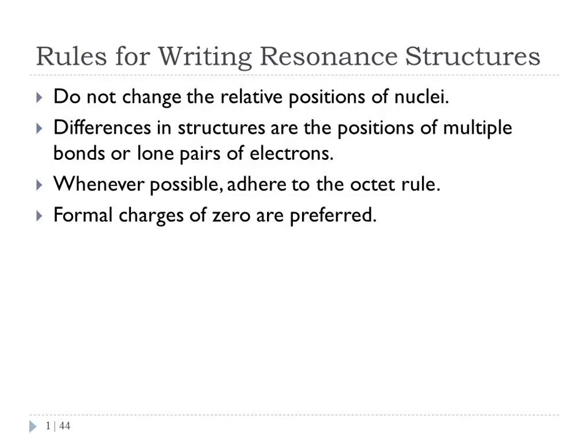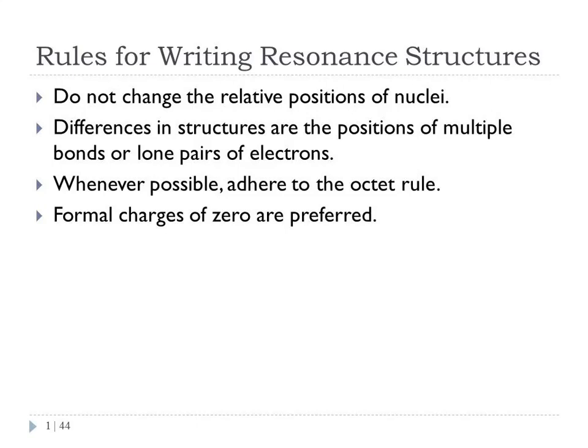When we write a resonance structure, these are some rules we have to think about. You can't change the relative positions of the nuclei, of the atoms. You can't rearrange the atoms and call it a resonance structure. The differences between resonance structures are just in the positions of either multiple bonds or lone pairs. The atoms don't move, it's just the electrons moving around. Whenever possible, we want to adhere to the octet rule. The octet rule says everybody gets 8 except hydrogen, he gets 2. And we're going to prefer formal charges of 0.